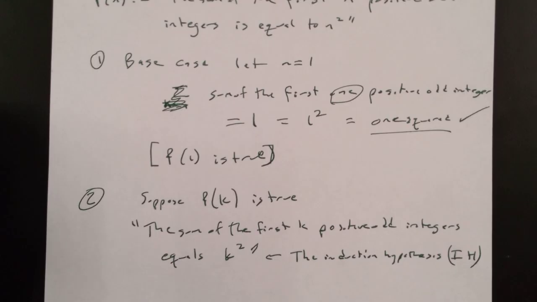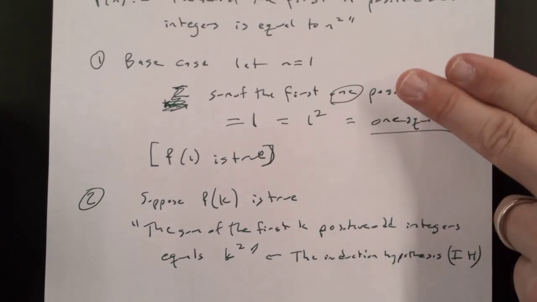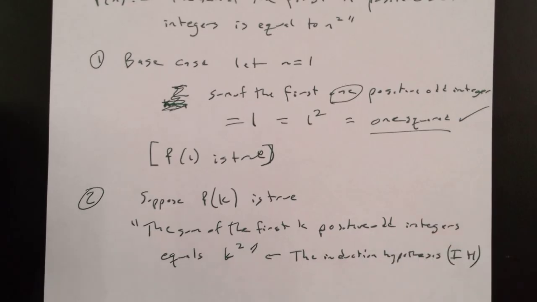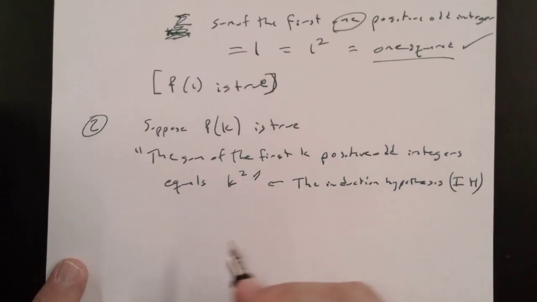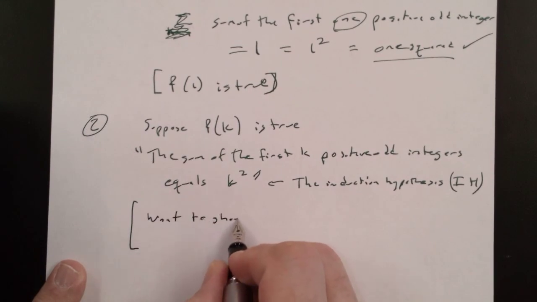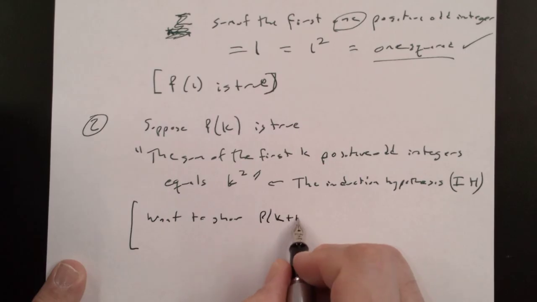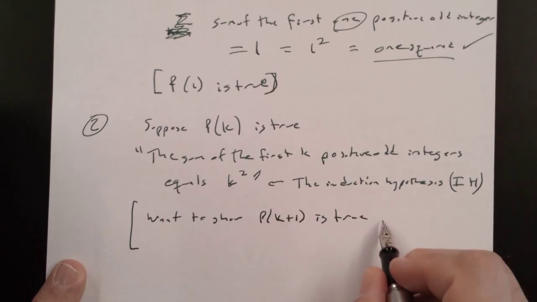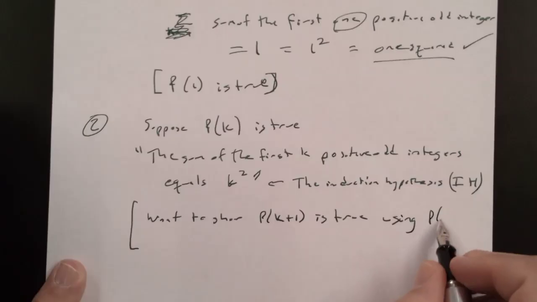The next odd value of 3. The next value of K, which in our case would be 2. But rather than do it for a specific example, I'm going to do it in the general case. So now I need to write down where I'm going. This is me being pedantic. You don't actually have to do this step, which is why I'm going to bracket it off again. I want to show P of K plus 1 is true using P of K.